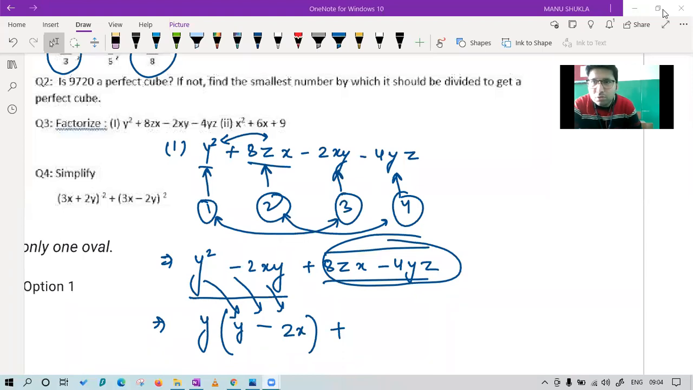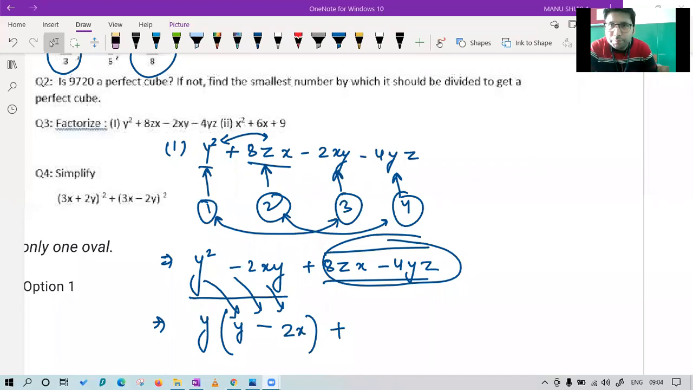Tell me what is common in the second group. Class, what is common in the second group? In the second group, Joel is saying 4 is common. Okay. Only 4 is common, Joel? Yes. Ananya, very good. Others, please tell. Joel, yes. 4z is common. So let's take 4z common and see what happens. What are we left with if we take 4z common? What will we get?